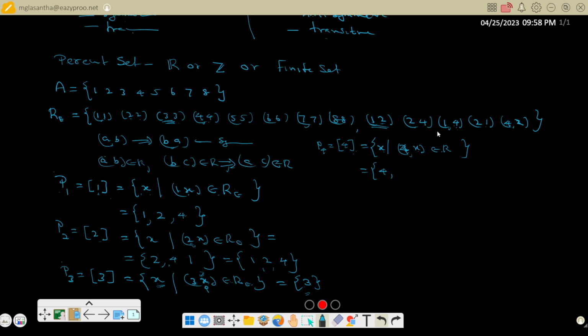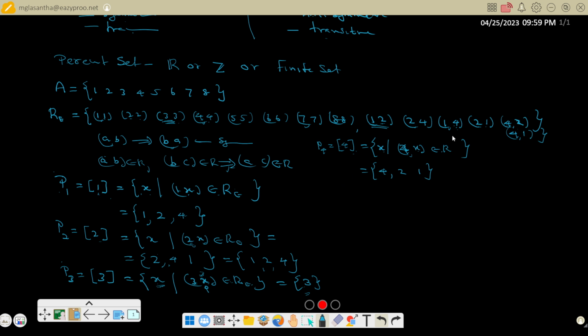Then 4, 2 is there. Then 2 you can take. Then 4, 1 is there. 4, 1, 1, 4 should be there. Yeah. This should be equivalent. So if 4, 1, 4 is there, then 4, 1 also there. 1, 4 is there, 4, 1 also there. So 1 you can take. Okay.